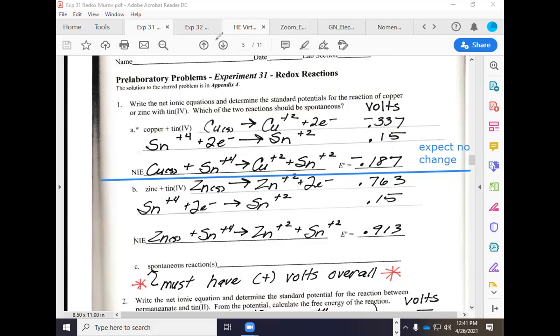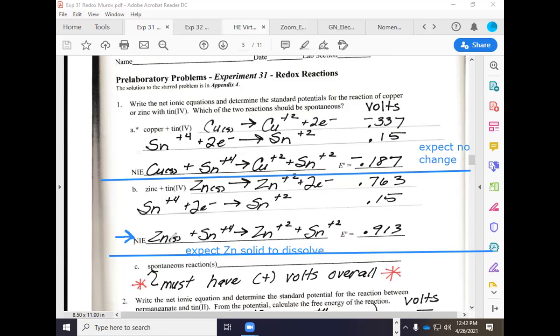Then let's take a look at B. I'm looking at my net ionic at B. I see I have a positive E, and I'm taking a look at what's happening here. My expectation would be that I would expect the zinc solid to dissolve. I look at my net ionic and I see I start with a solid, but then everything's ions over here, so I would expect to see that solid dissolve.